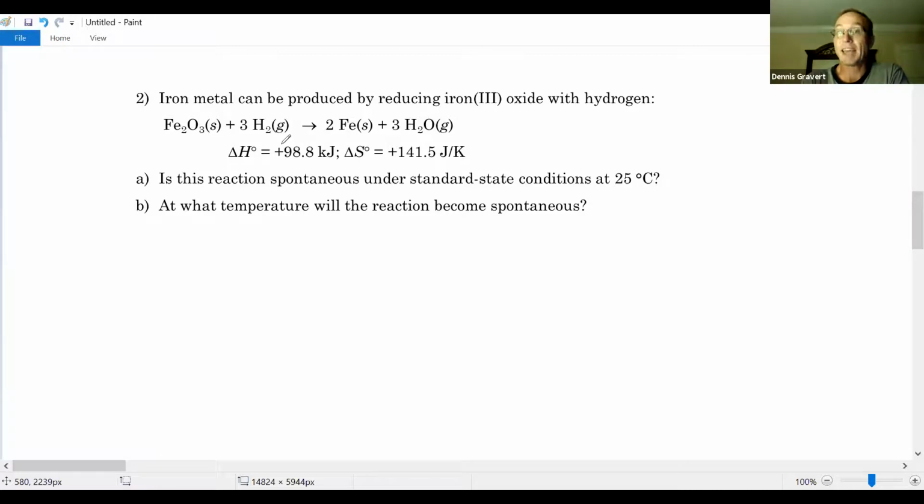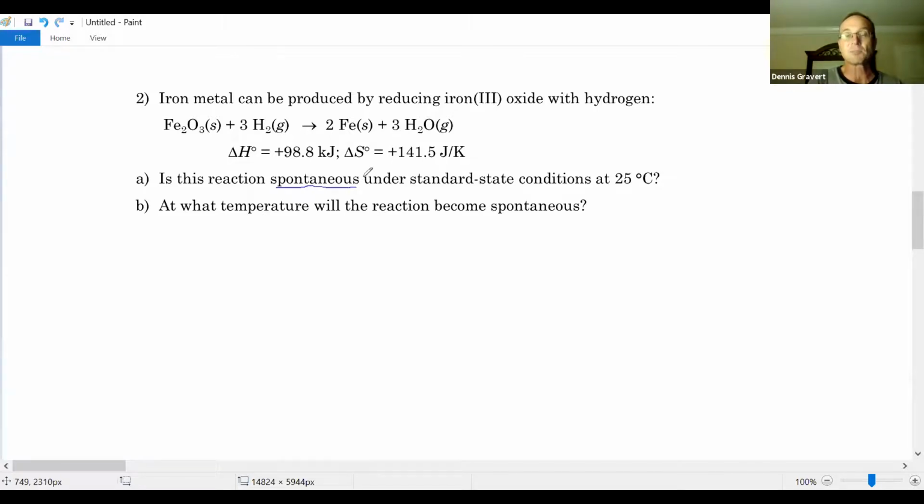Positive H means it's endothermic, it absorbs heat energy. Entropy change, is it becoming more disordered or less disordered? It's positive, so it's more random. Does that make sense? Why? You start with solid and gas, and you go to solid and gas. You start with one of these and 3 of those, so 4 particles, but you go to 5. Yeah, you're creating more particles. That's more disordered. This delta S should be positive. Okay, that makes sense.